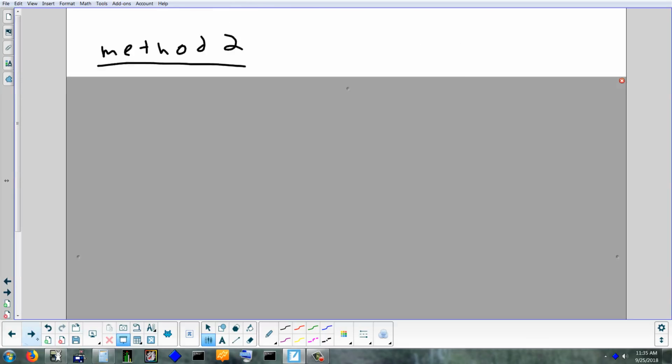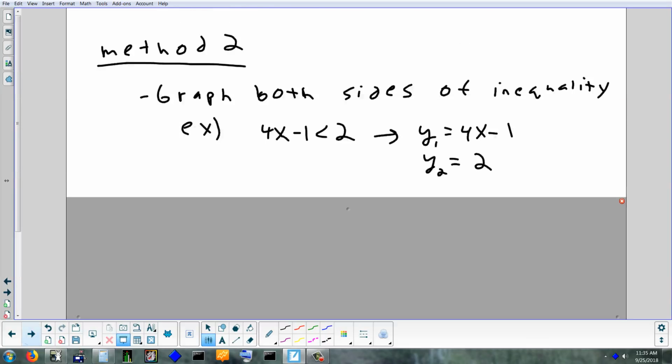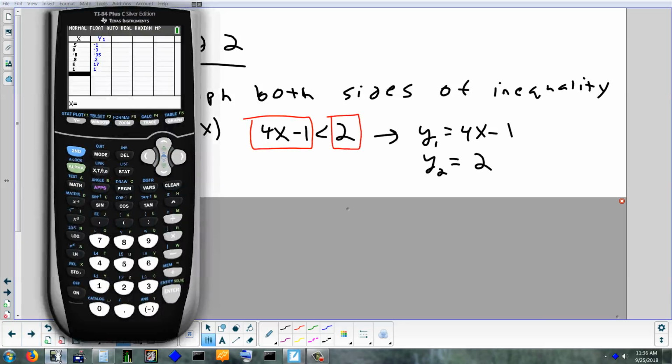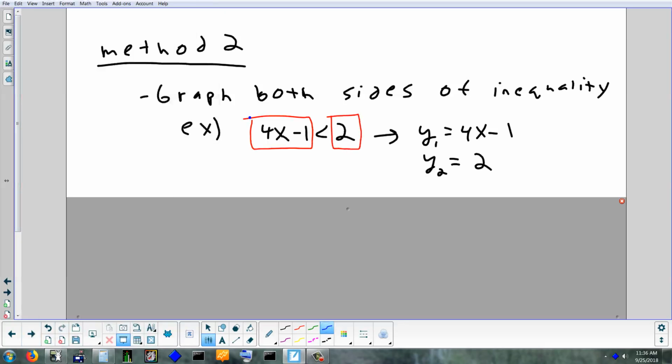All right. So, second method you can use. Don't rewrite it at all. Leave it exactly the way it is. Take what's on one side, put it in y1. Take what's on the other side, put it in y2. And what I'll do is I'll do this in color. Y1 is blue, so let me just change that.